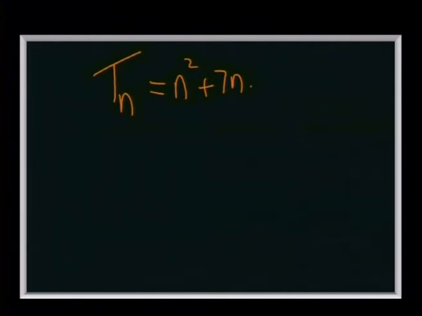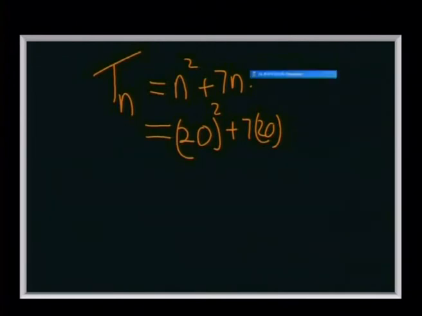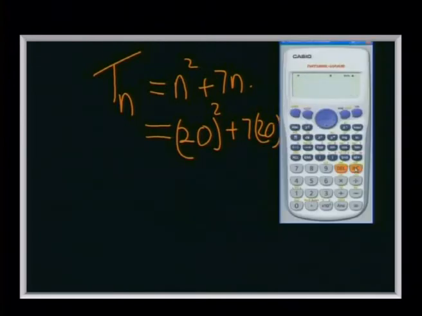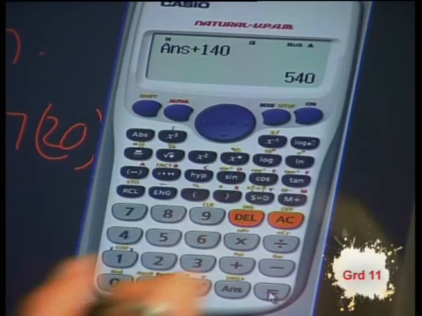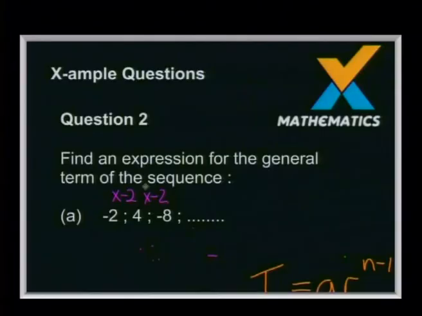We need to calculate term number 20, and that is going to be 20. Sorry, my bracket's the wrong way around there. 20 squared plus 7 times 20. If I'm not mistaken, that's 540, but let's not take any chances. Plus 140, yeah. So that's correct. 540 is then the 20th term.